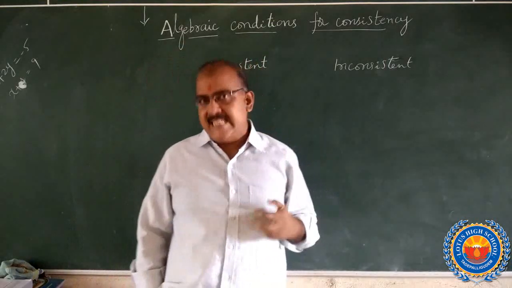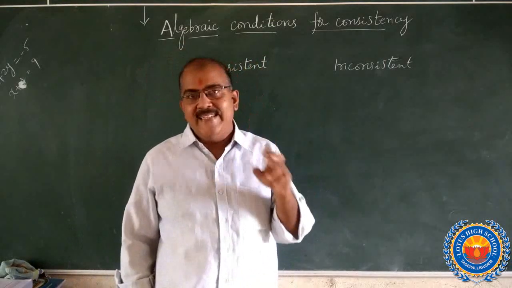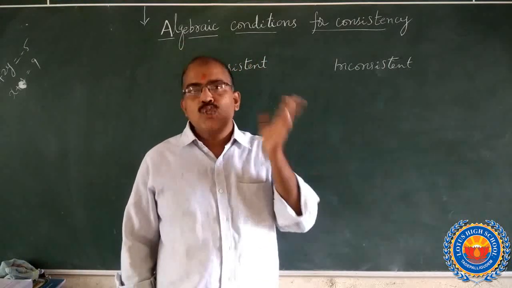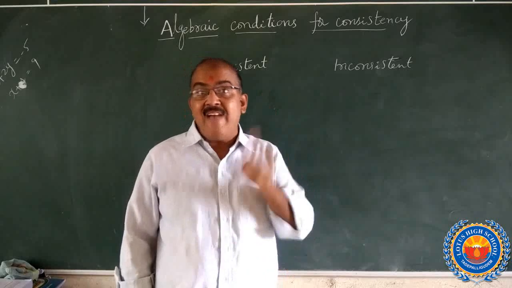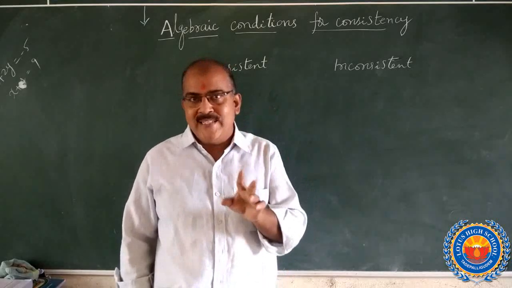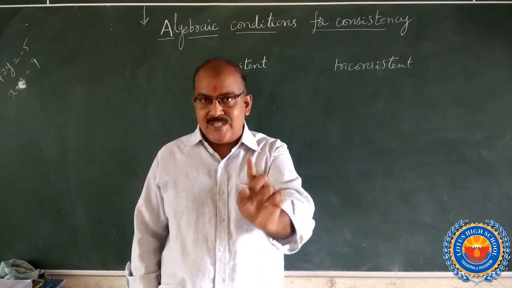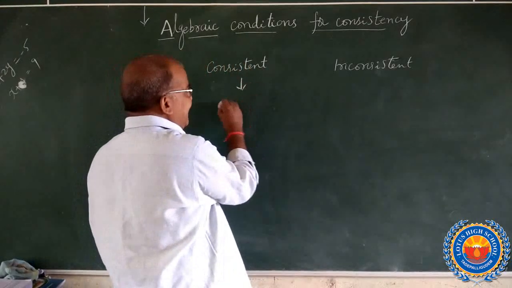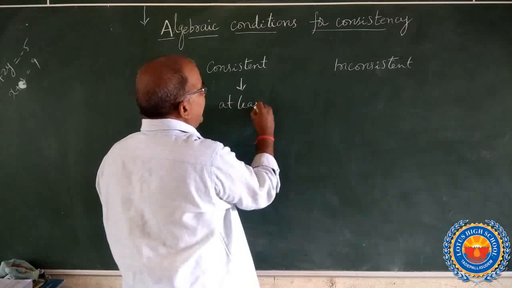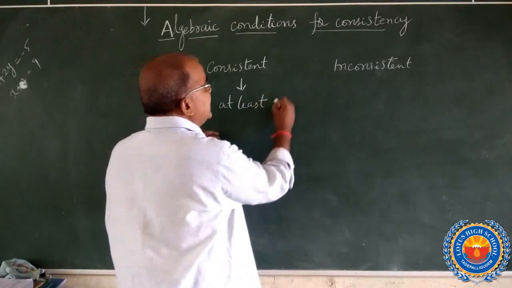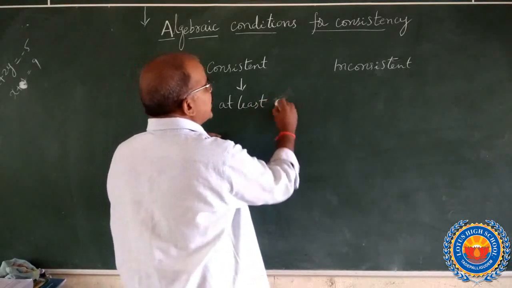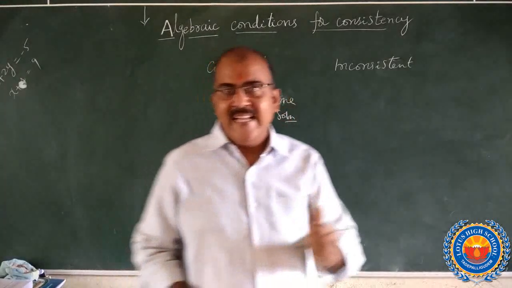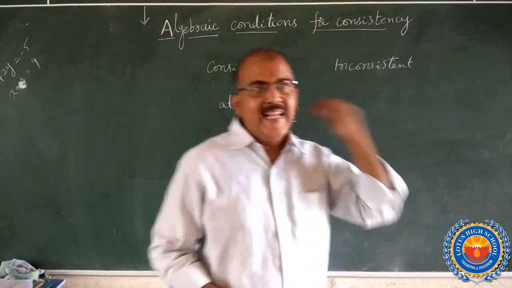So what is consistent? You take a pair of linear equations in two variables. If those two equations are having one common solution, at least one common solution, at least one solution, then it is said to be consistent.